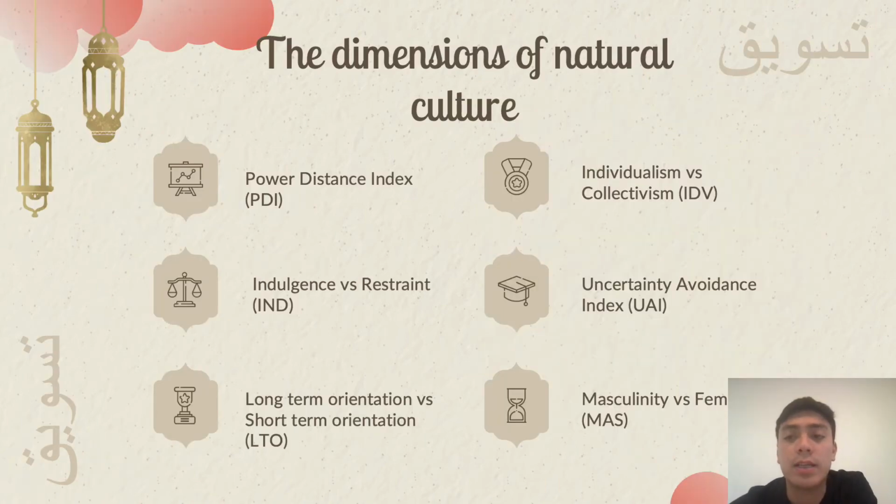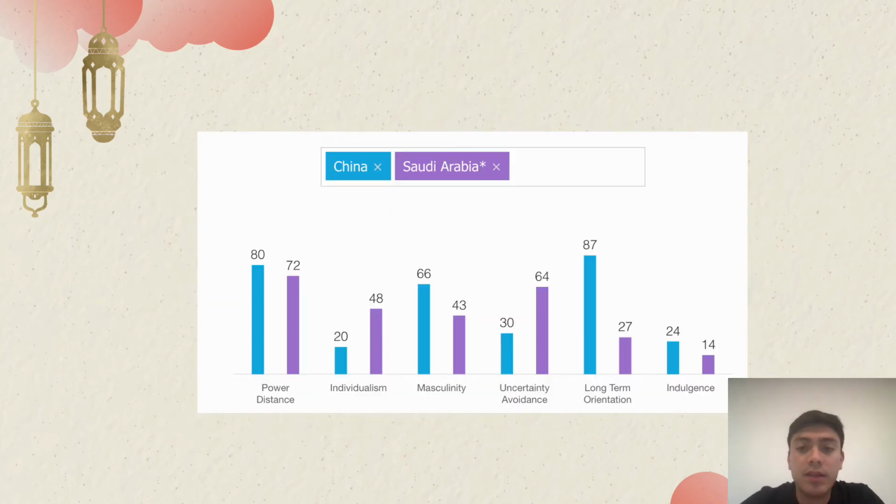A framework that can help understand more the culture is the Hofstede model of national culture that consists of 6 dimensions. The cultural dimensions represent independent preferences for one state of affairs over another that distinguish countries from each other. These are the power distance index, the indulgence versus restraint, the long-term orientation versus short-term orientation, the individualism versus collectivism, the uncertainty avoidance index, and the masculinity versus femininity. Here is an example of the framework when comparing China and Saudi Arabia, two very different countries in how their culture is, and the difference can be seen in the results that are very different from one and the other.